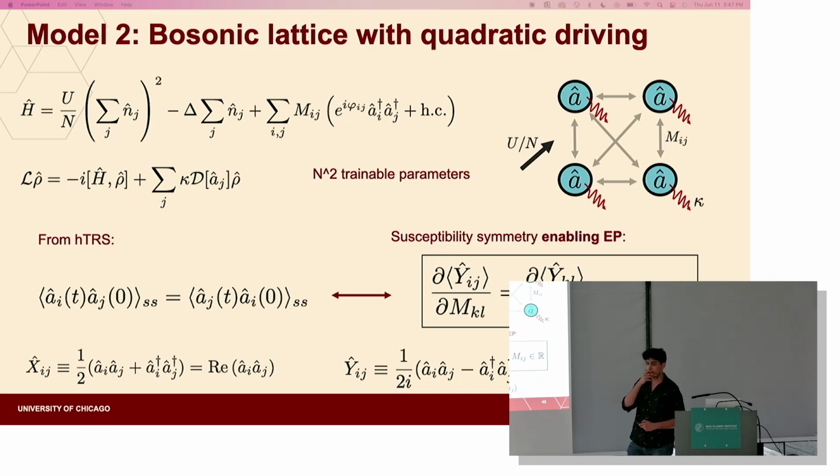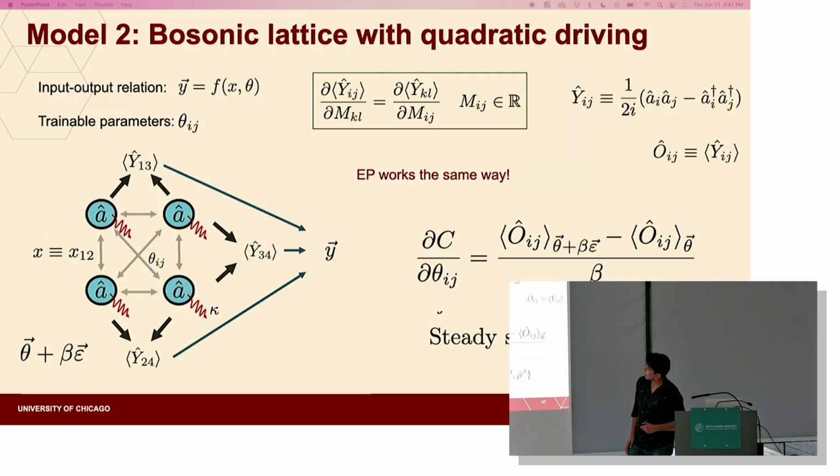This is actually similar to the model that Daniela described in her talk, that we essentially have this sort of bosonic lattice with some global Kerr coupling and this sort of squeezing quadratic drive with these MIJ tunable couplings. And here the susceptibility symmetry that we find looks a little stranger, but where these observables Yij are essentially just imaginary parts of these correlators. But this is exact, and this is true, even though the model is completely dissipative. And then the idea is that the control parameters become these MKLs, these couplings.